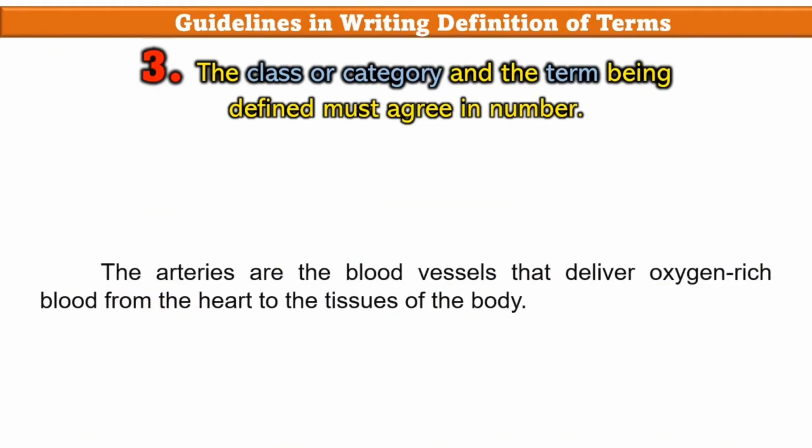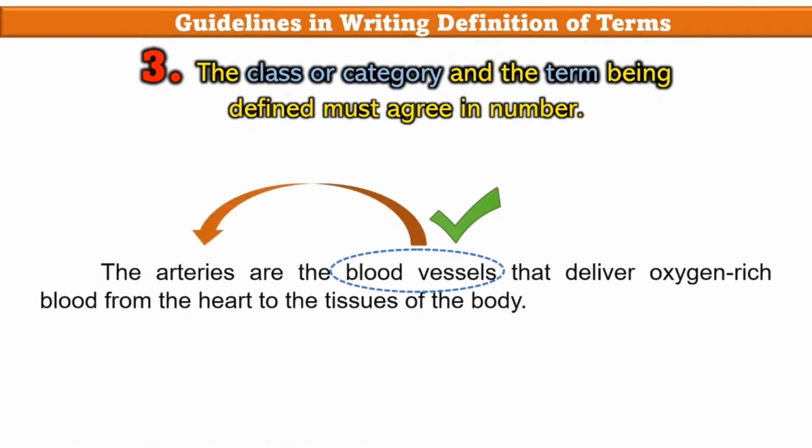Here is another example. The arteries are the blood vessels that deliver oxygen-rich blood from the heart to the tissues of the body. This time, correct na yung blood vessels dahil its corresponding term is also plural, which is arteries.